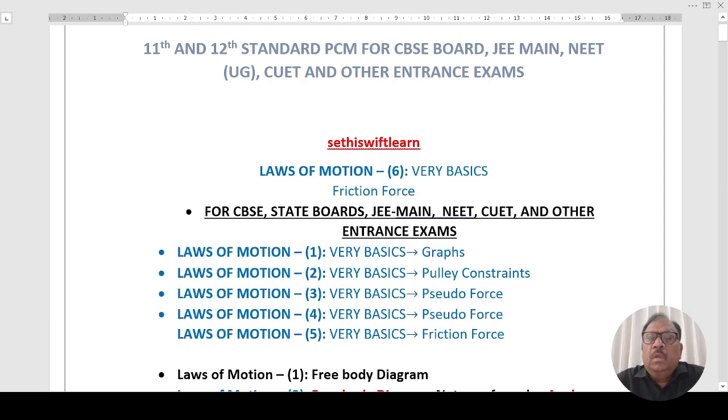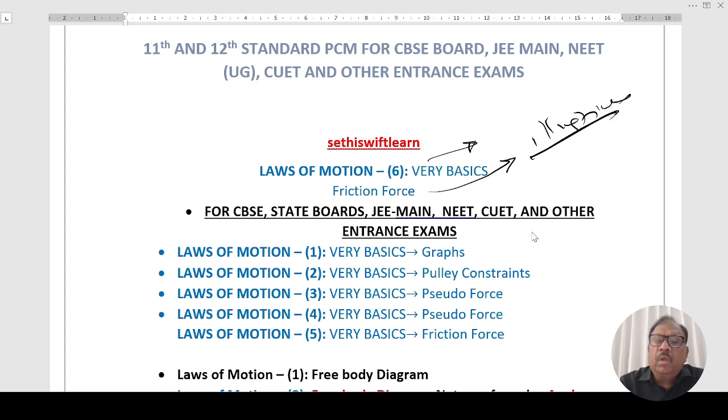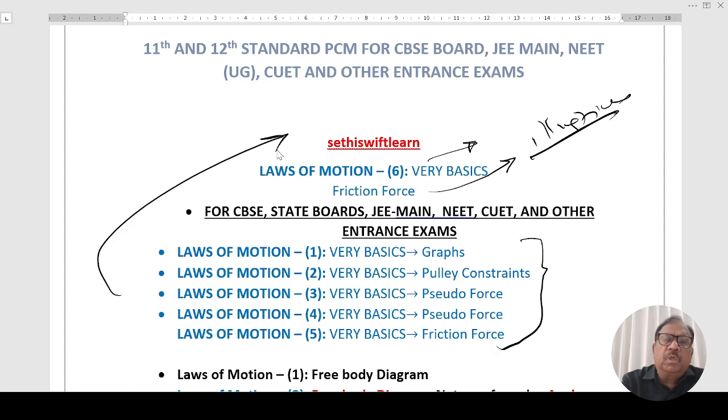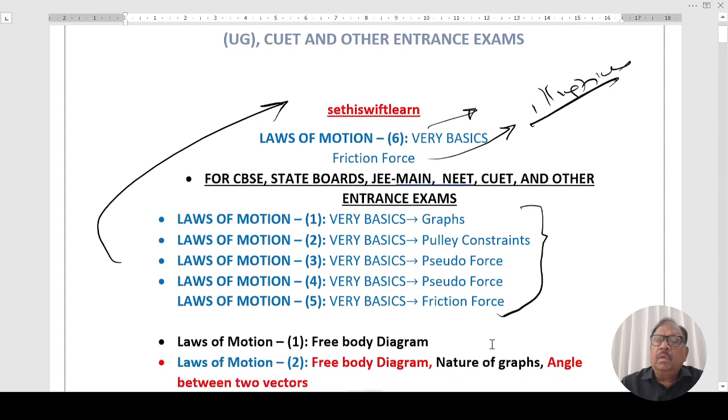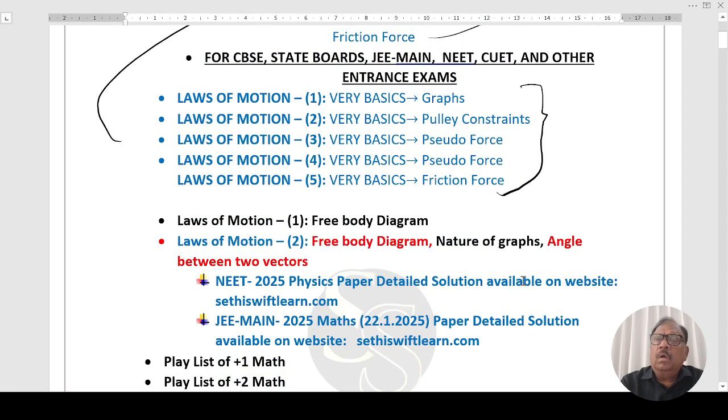Hello everyone. In today's session of laws of motion, the very basics regarding friction force will be further cleared through illustrations. Very important concepts are being cleared through illustrations. In the earlier session, we discussed all the basic concepts, which you can review on sethiswiftlearn. These two illustrations were taken from JEE Main.